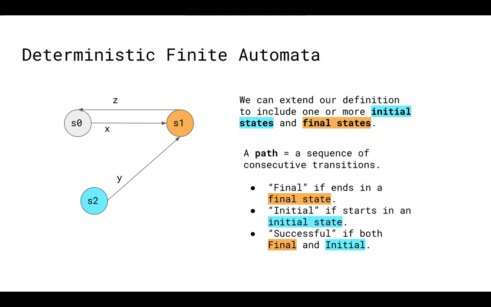So we say that the automaton accepts a word if that word consists of the in-order symbols on a successful path. In other words, Y would be an example of a word accepted by this automaton, because there's a successful path that goes from S2 to S1, and S2 is initial and S1 is final. But another word would be YZX, right? Because it goes S2, S1, S0, S1. And so it is, again, a successful path that begins in the initial state and ends in the final state. And so the language accepted by the automaton consists of all the successful paths.